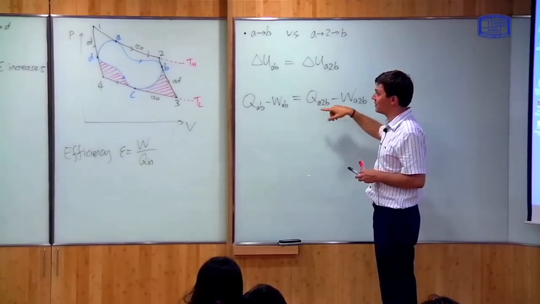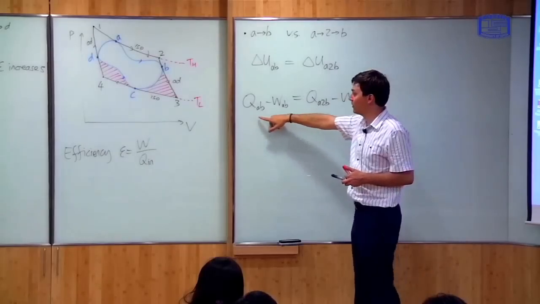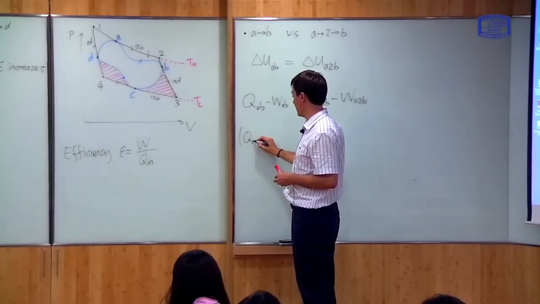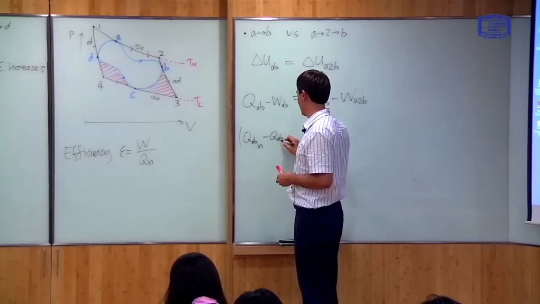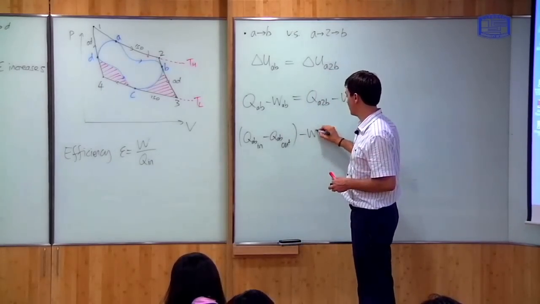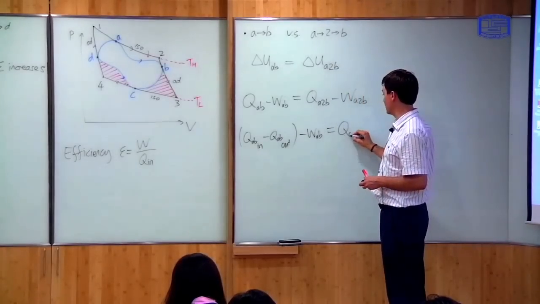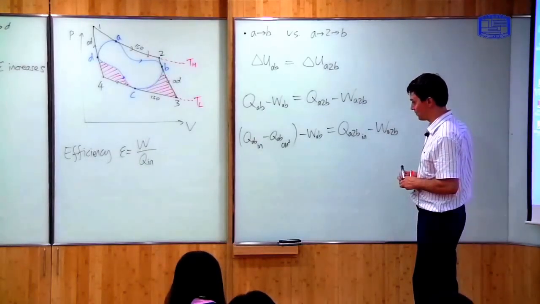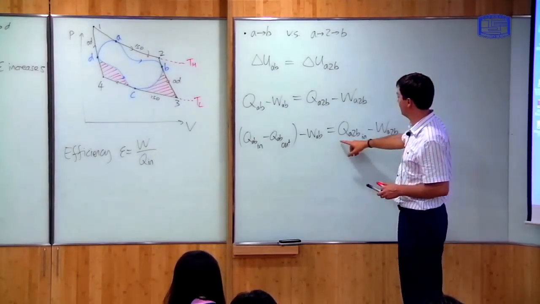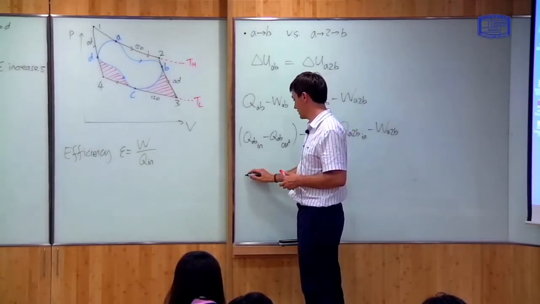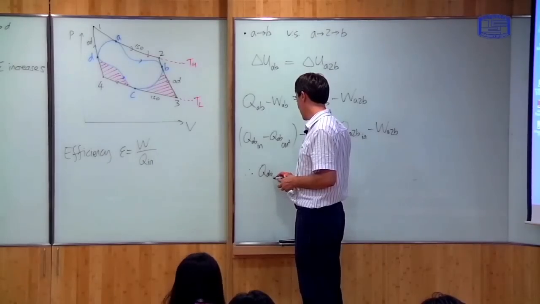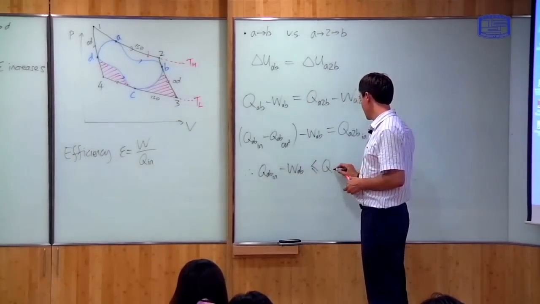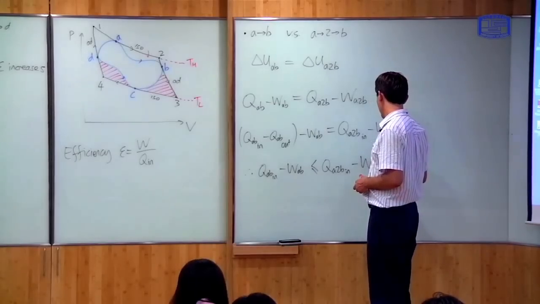And along the Carnot cycle, in this case, heat only is transferred in, so there is no heat transferred out, whereas along the original path, heat may be transferred in and it may be transferred out. So I can rewrite this as QAB in minus QAB out minus WAB, and this is equal to QA2B in minus WA2B. But this is something positive, so therefore this difference, I can write it in the following way. QAB in minus WAB must be less than or equal to QA2B in minus WA2B.